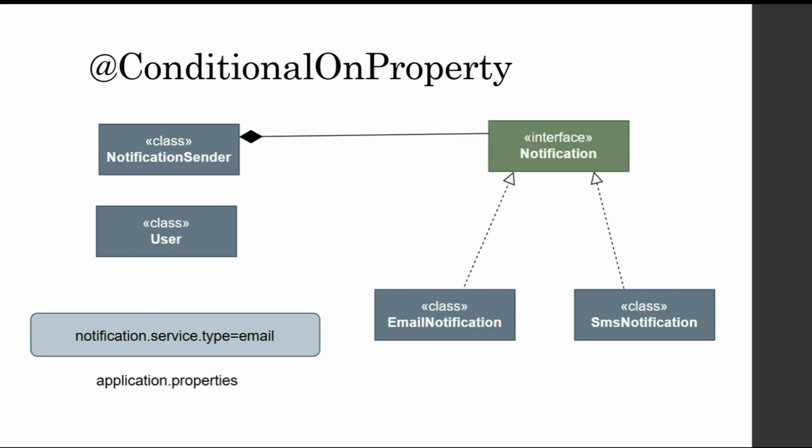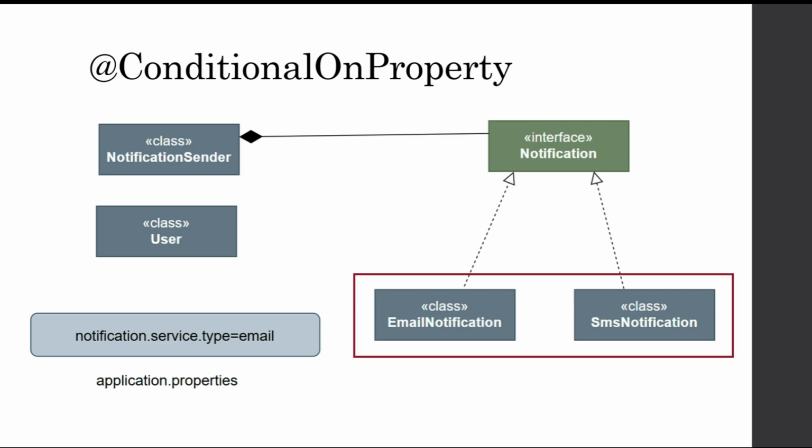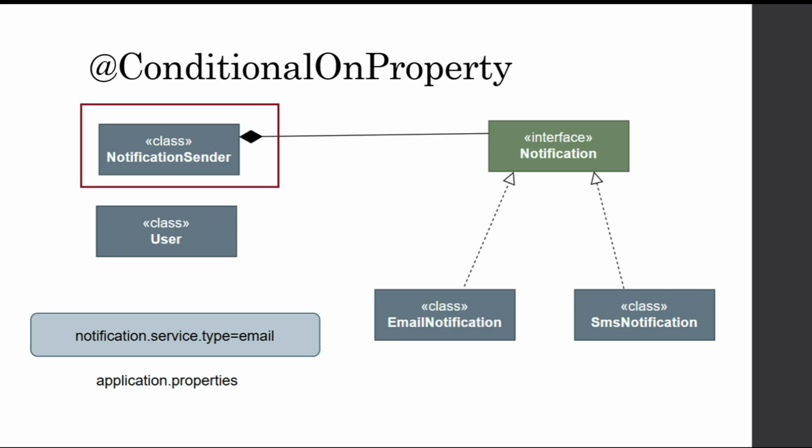In this diagram, you can see that we have one interface named Notification, and this Notification interface has two implementation classes, which are EmailNotification and SMSNotification. And then we have a class named NotificationSender, and this NotificationSender class has a dependency on Notification.